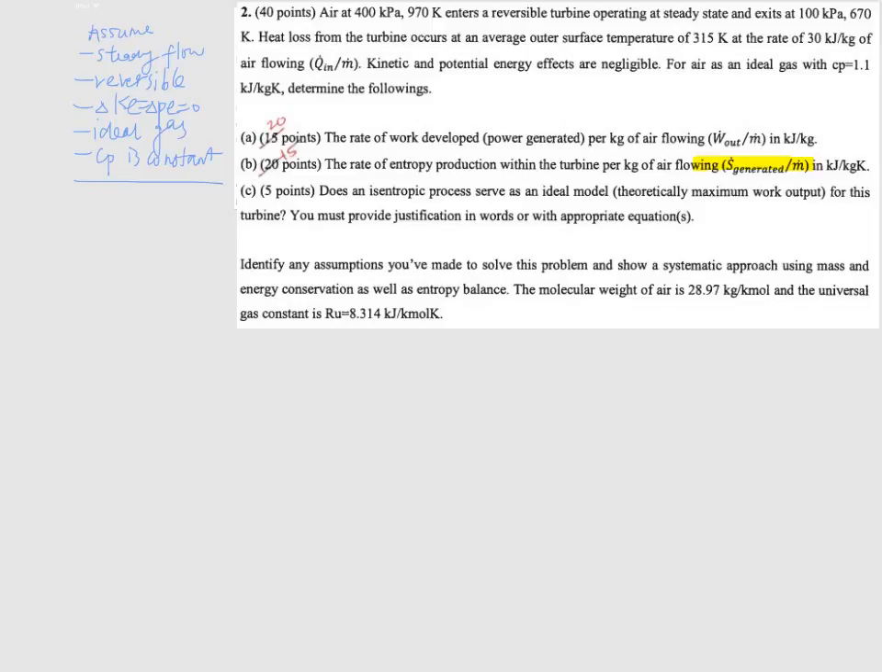If we want to solve for that value, we need to know the entropy balance. If you can't find that in your notes, it's probably somewhere in the textbook, and I already got that for you. If you go to page 374, you'll find that equation. Let me write it down.